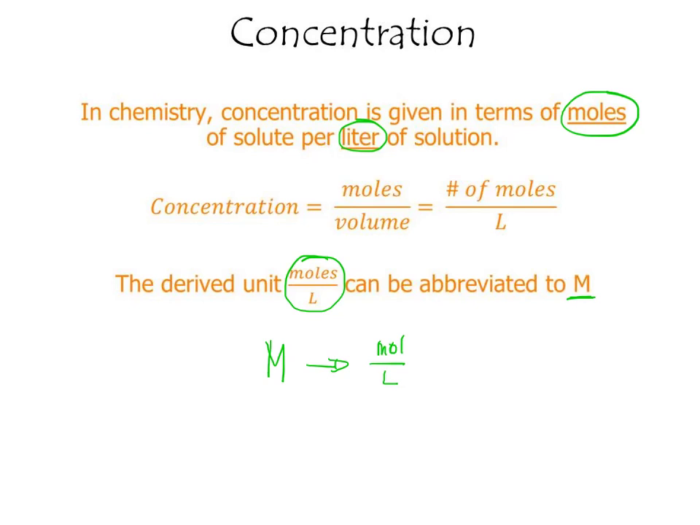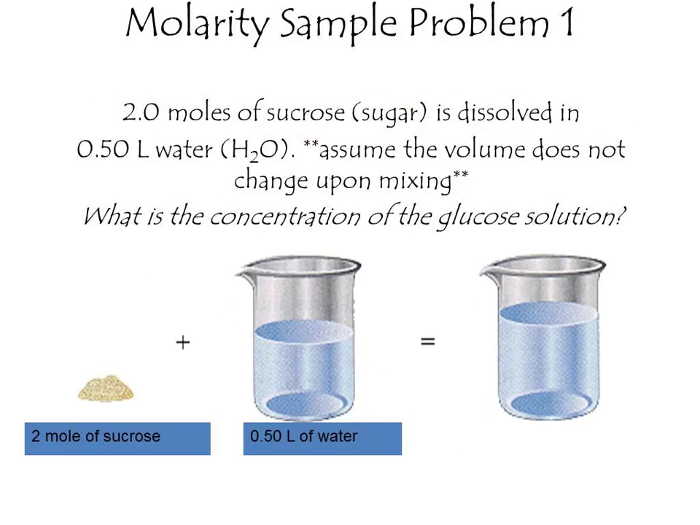So let's say I have a concentration of 6.00 molarity. I can just go ahead and write 6.00 moles per liter. Same thing. Just note that capital M is an abbreviation of the derived unit of moles per liter. So let's go ahead and do a couple of problems. Now in the next 4 problems, I'm going to show you the different problems you'll encounter when you're trying to calculate concentration or find out information from concentration.